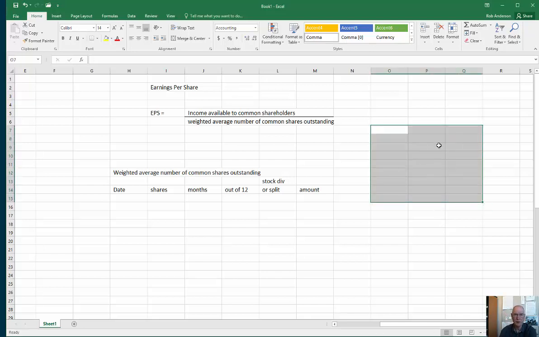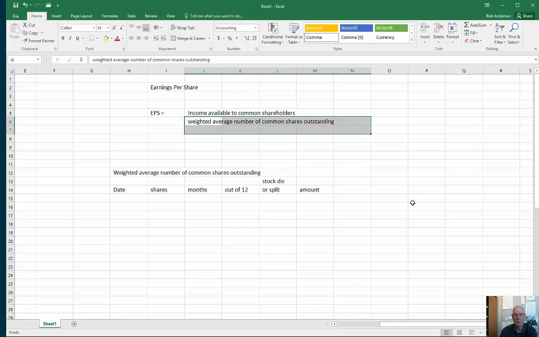So let's look at the formula to calculate EPS. And by the way, everybody everywhere calls this EPS. They don't actually say earnings per share. So the formula for EPS is income available to common shareholders divided by weighted average number of common shares outstanding.